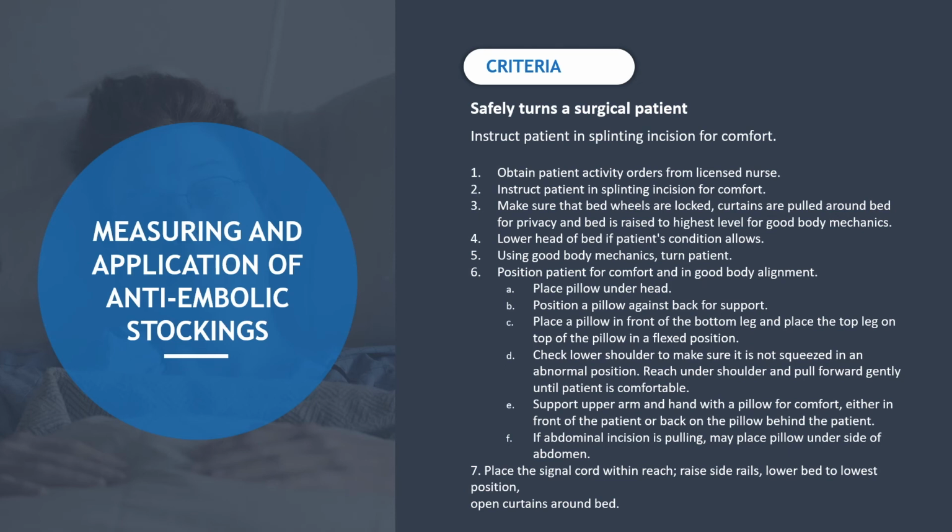Place a pillow in front of the bottom leg and place the top leg on top of the pillow in a flexed position. Check the lower shoulder to make sure it is not squeezed in an abnormal position. Reach under the shoulder and pull forward gently until the patient is comfortable. Support the upper arm and hand with a pillow for comfort, either in front of the patient or back on the pillow behind the patient. If the abdominal incision is pulling, may place a pillow under the side of the abdomen. Place the signal cord within reach, raise side rails, lower the bed to the lowest position, and open curtains around the bed.